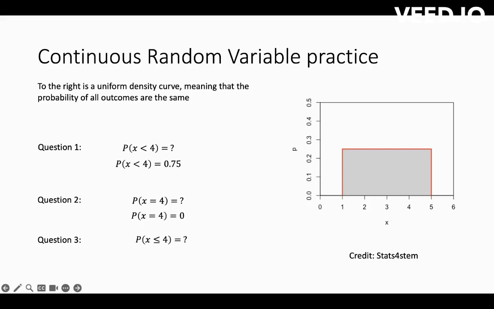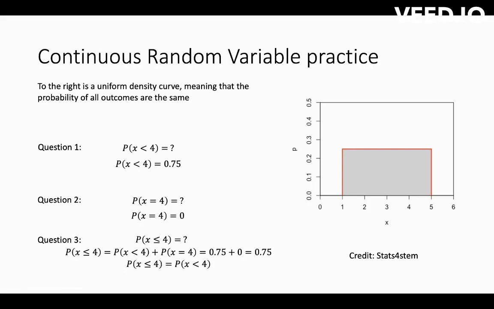And now what's the probability of x is less than or equal to 4? To find the probability of x is less than or equal to 4, we need to add the probability of x is less than 4 and the probability of x is equal to 4. So if we add them, we'll get 0.75 plus 0, as we get from the previous two questions. So then the probability of x is less than or equal to 4 would be 0.75.